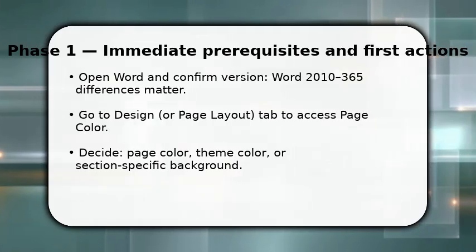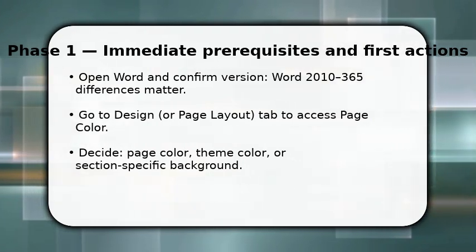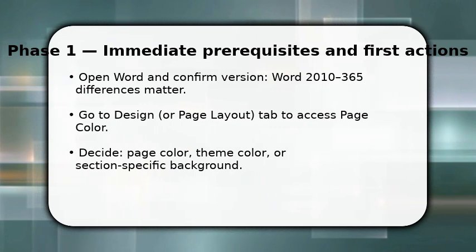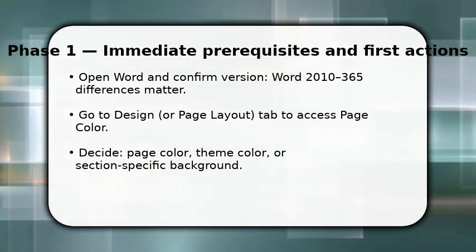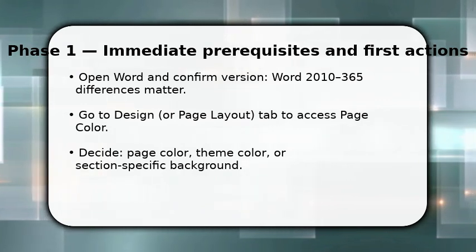You have Word open. Now confirm which tab you see: Design on modern builds, Page Layout on older ones. Click Page Color to reveal presets. This is the fastest way to set a simple background. You choose a preset to ensure consistent theme contrast and readability.